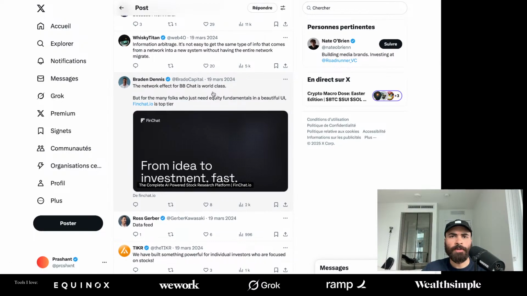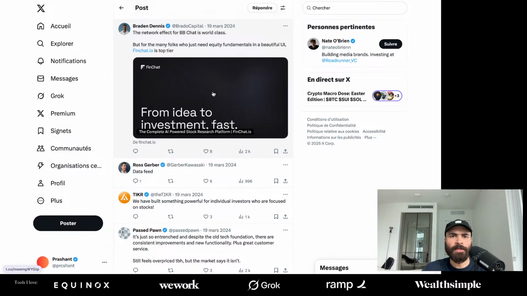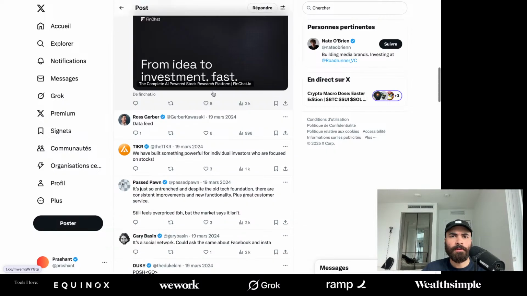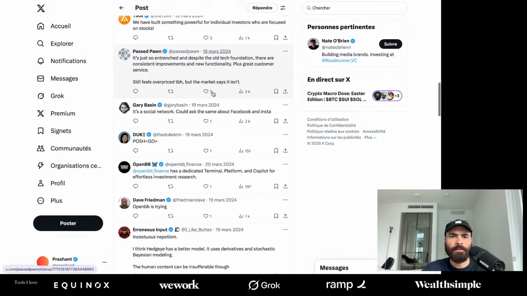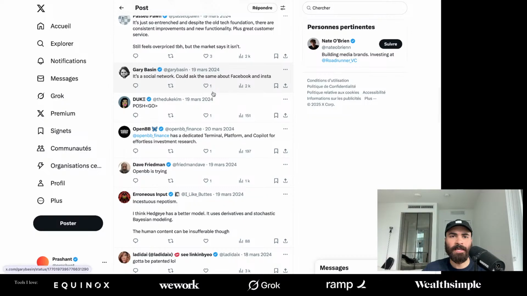Information arbitrage. It's not easy to get the same type of info that comes from a network into a new system without having the entire network migrate. The network effect for BB Chat is world class. It's just so entrenched, and despite the old tech foundation, there are consistent improvements and new functionality. Plus, great customer service. Still feels overpriced, to be honest, but the market says it isn't.